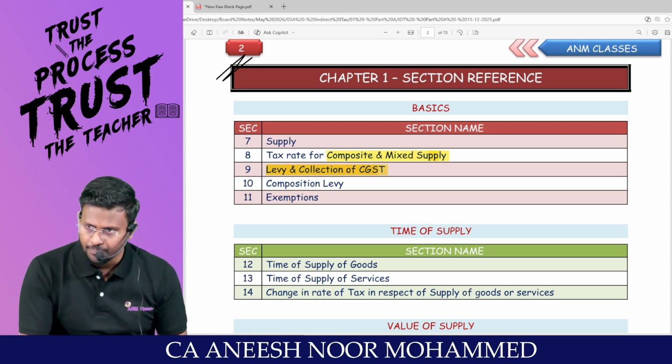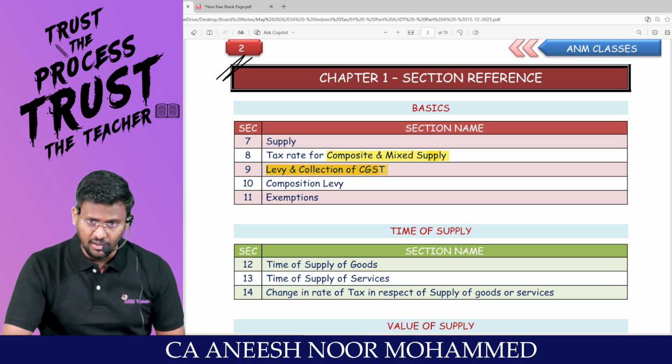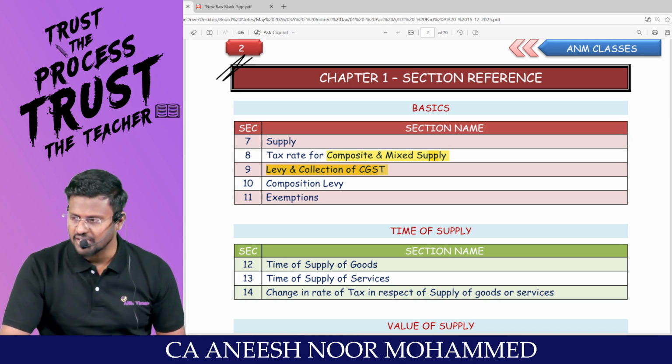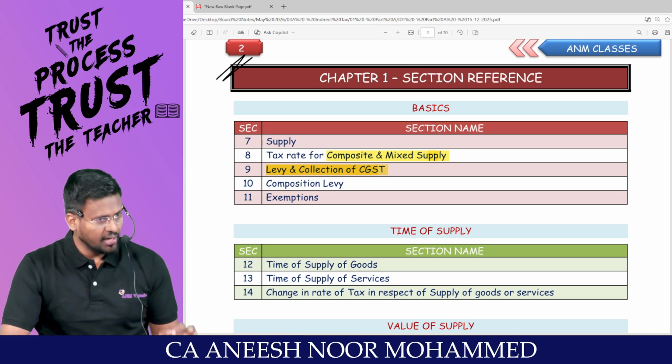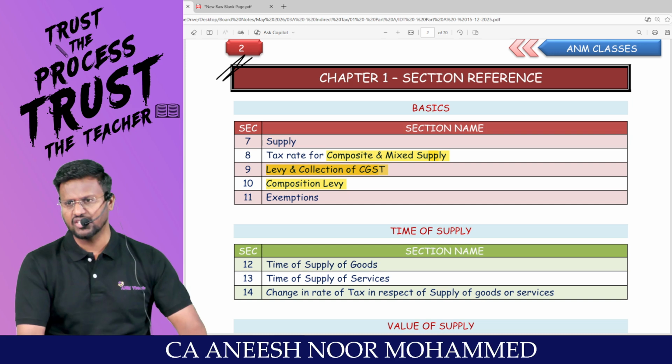So tell me, what is section 7? Supply. What is section 8? Tax rate for composite and mixed supply. Section 9, levy and collection of CGST. Section 10, composition levy.